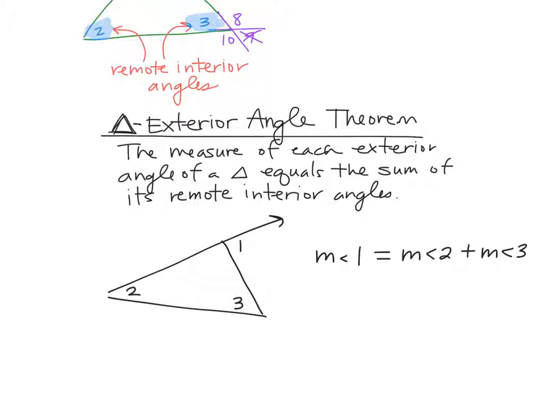Okay, and just to reiterate, think about what that means. 2, 3, and 4 have to add up to 180. 1 and 4 also have to add up to 180, right? That means that these 2 together have to be the same as that 1 by itself, okay? So if you see a triangle, you can add the 2 remote interiors, so 2 plus 3, and it will always equal the exterior alone, okay?